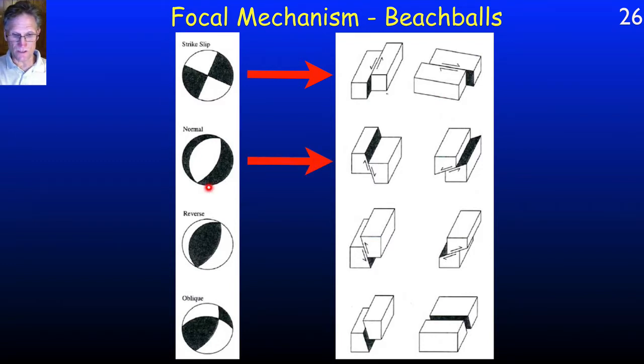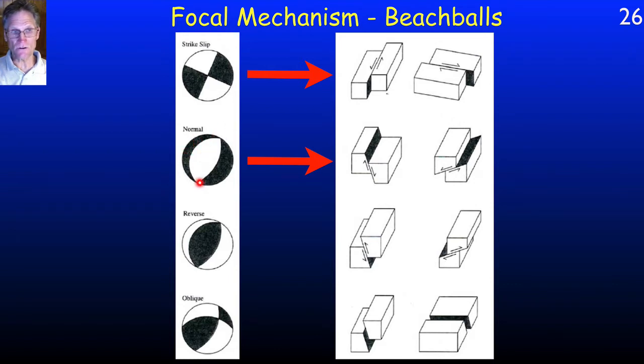Normal faults show this cat-eye pattern, however the middle of the cat-eye pattern is not colored in. The edges are colored in. These are where you have the compressional or push arrivals. In white is where you have the pull or dilatational arrivals.